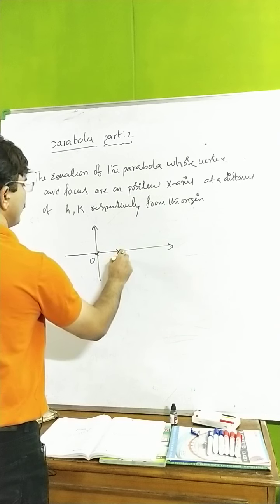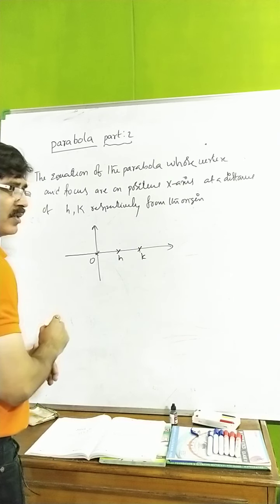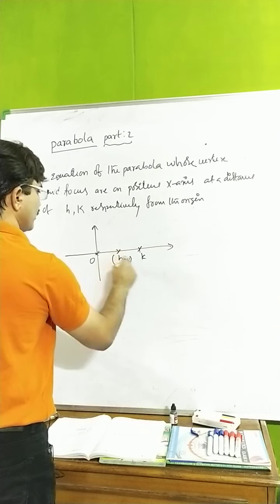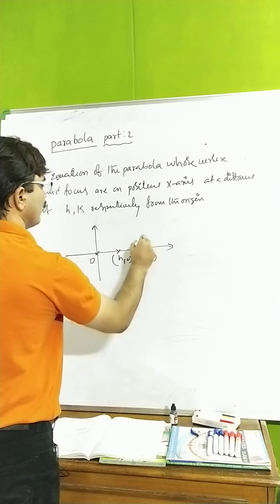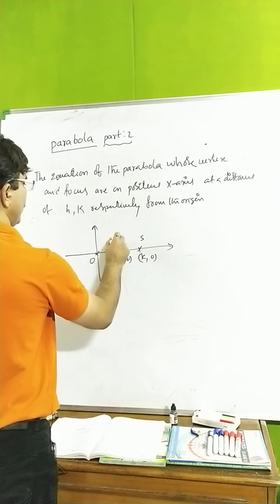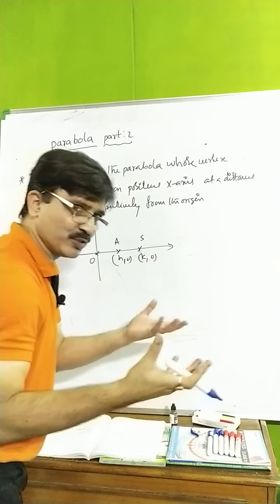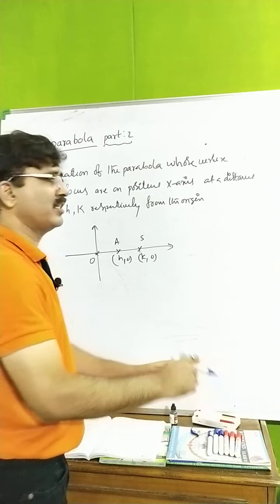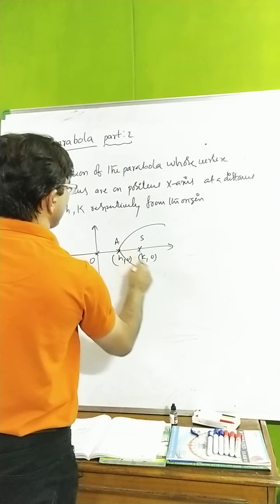One is h, the other one is k. So this point is h comma 0, this point is k comma 0. This is the focus and this is the vertex. Since the vertex and focus are there, you know very well the focus definitely lies inside the parabola, so it will be in this way.